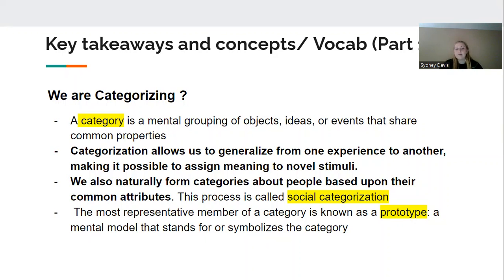The most representative member of a category is known as a prototype, which is a mental model that stands for or symbolizes the category. Prototype category is an example of why female doctors are mistaken as nurses and how male nurses are mistaken as doctors. And this is how miscategorization comes into place, because we just assume based off what we know and what we see.